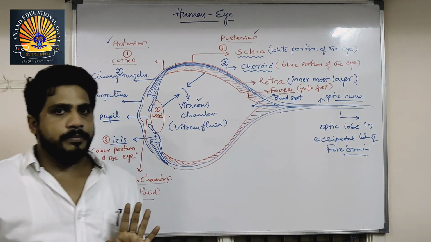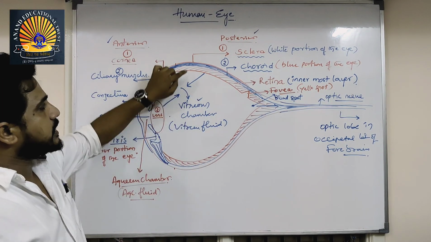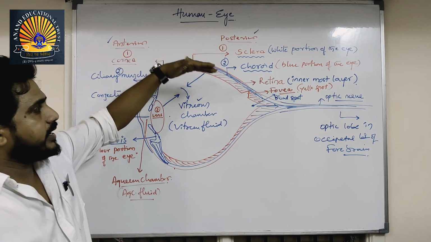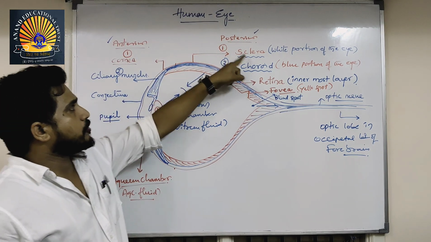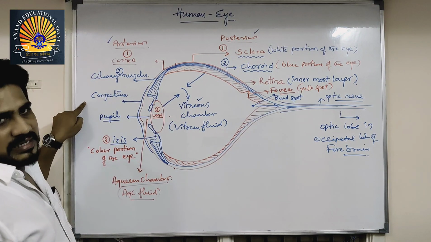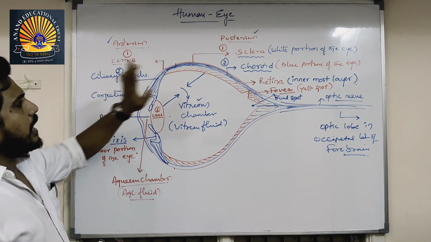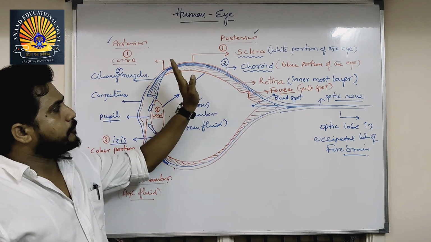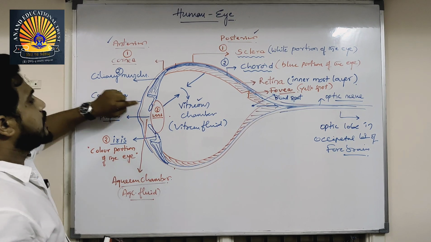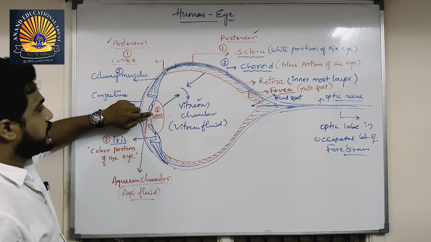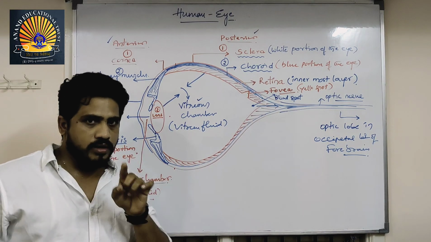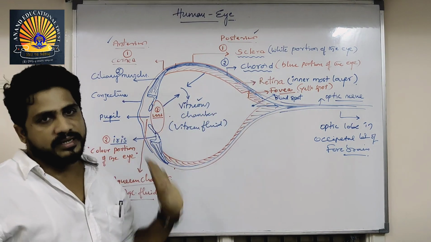Let me revise it in 1 minute. Human eye structure consists of 3 layers: outer sclera, middle choroid, and inner retina. Sclera occupies the posterior part, and anteriorly the same sclera becomes cornea and conjunctiva. In the second layer, the choroid posteriorly is modified into ciliary muscles, lens and iris in the anterior part, all together in the second wall. The third wall is completely occupied by the retina.